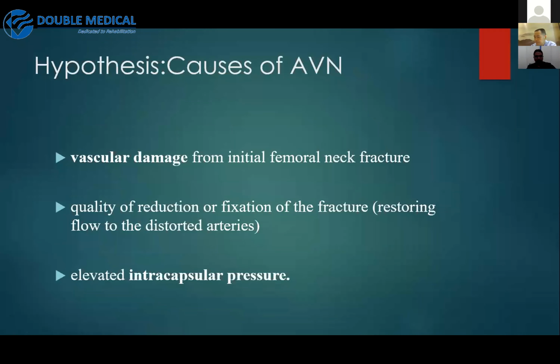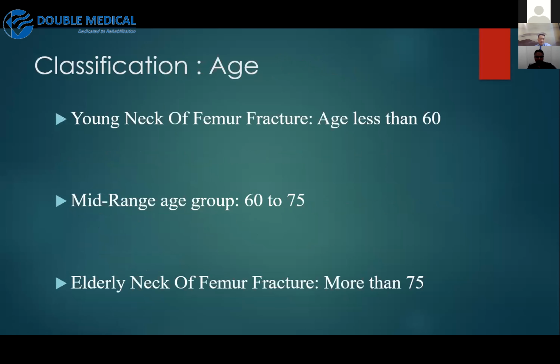So what are the causes of AVN? It is hypothesized that vascular damage from the initial femoral neck fracture, and the quality of reduction or fixation of the fracture, whereby if you do not restore the flow to the distorted or kinked arteries, that causes a higher chance of AVN, and also elevated intracapsular pressure.